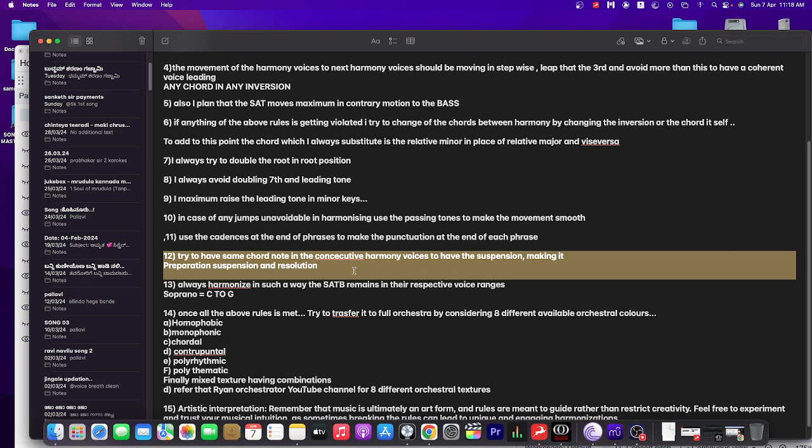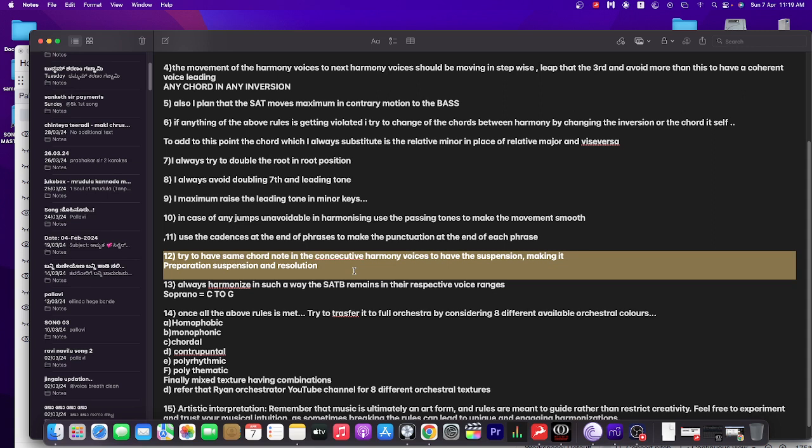If there is an instance where you want to change the chord, say for instance from F major to C major. F major has a C, and C major also has a C. So whatever voice has the C, irrespective of soprano, alto, tenor, bass, try to have the chord notes similar to the next chord in the same voice, so that it's called suspension. You get so many different suspensions, like 9/8, 7/8, which I may do in a future video. So that is called suspension.